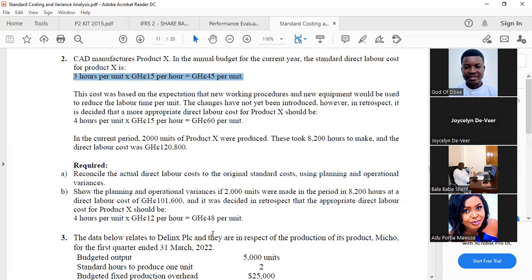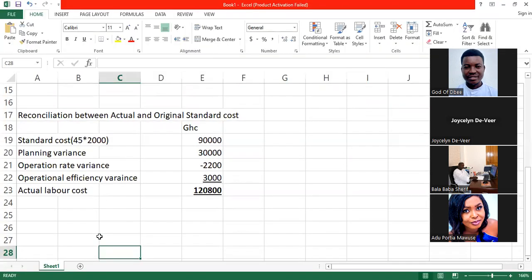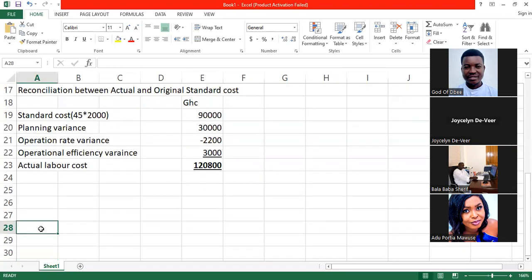Yes. So you can see that both elements are changing. So we are going to calculate the planning variances for both the usage and the rates, isn't it? So if you come to the planning variances, we do the rate first, the labor rate. For the labor rate, it will be the standard rate minus the revised rate, which is 12, isn't it? Times the actual hours.